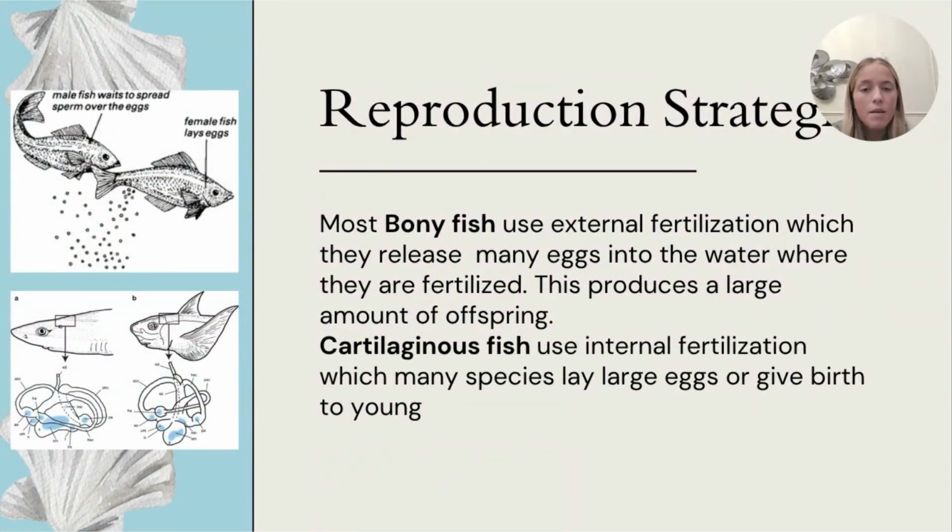Reproduction strategies. Most bony fish use external fertilization, in which they release many eggs into the water where they are fertilized. This produces a large amount of offspring. Cartilaginous fish use internal fertilization, and many species may lay large eggs or give birth to young.